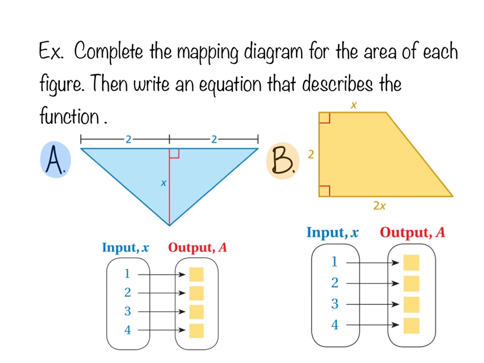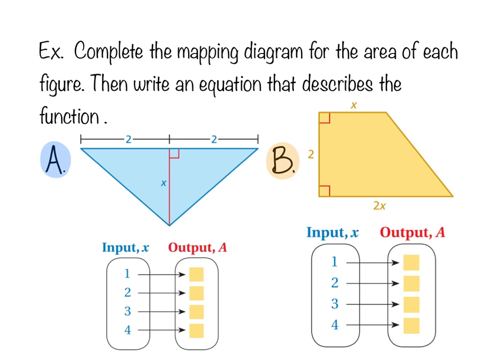below. Now, in the last section, we talked about how the input is another name for the x variable, and the output is another name for the y variable. We're going to call it A for area in these shapes, and the output is always dependent on what you're plugging in for the input. So that's why we call the output, or the y variable, the dependent variable.